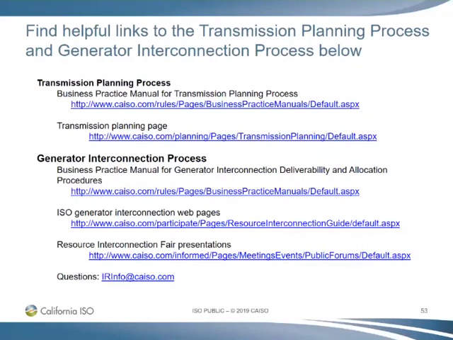In addition, there are links to the materials presented at our Resource Interconnection Fair, which is an educational forum intended to help participants understand the processes involved in connecting resources to the California ISO grid. The format provides an opportunity to learn about the various aspects of resource interconnection from initiating a new interconnection request through the commercial operation.